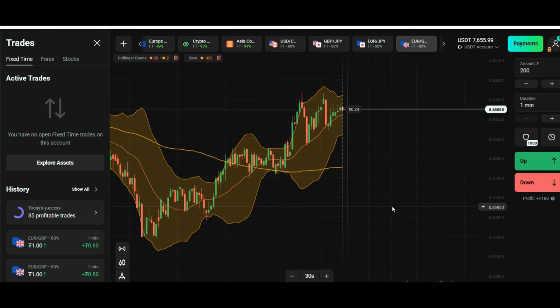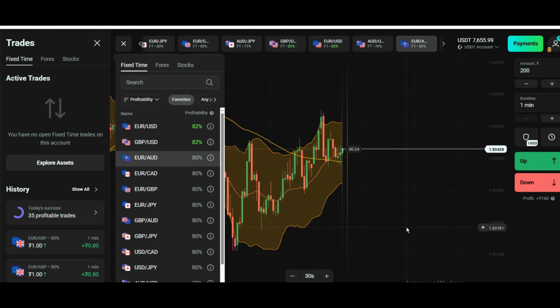Let's now look for an entry point and open a trade. Let's also talk about the time frame. The candle time frame I have is 30 seconds. The trade duration is 1 minute. If the candle time frame is 1 minute, the trade duration is 2 minutes. That is, we enter the trade for 2 candles.